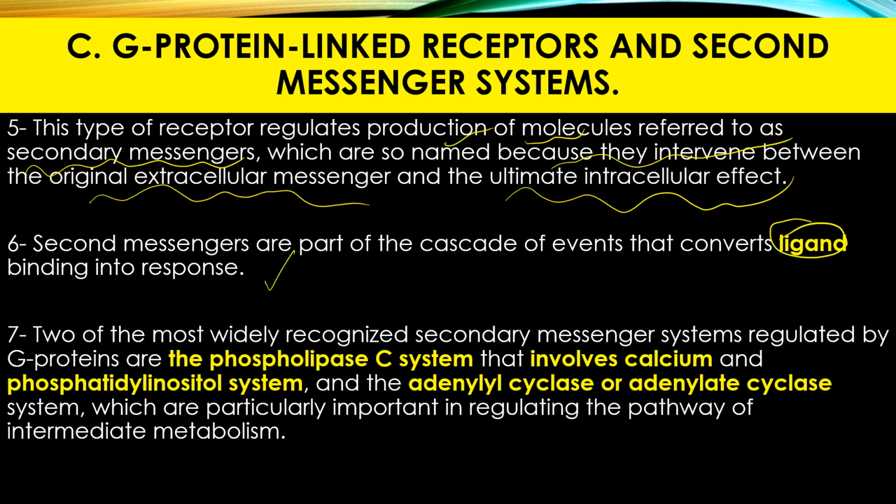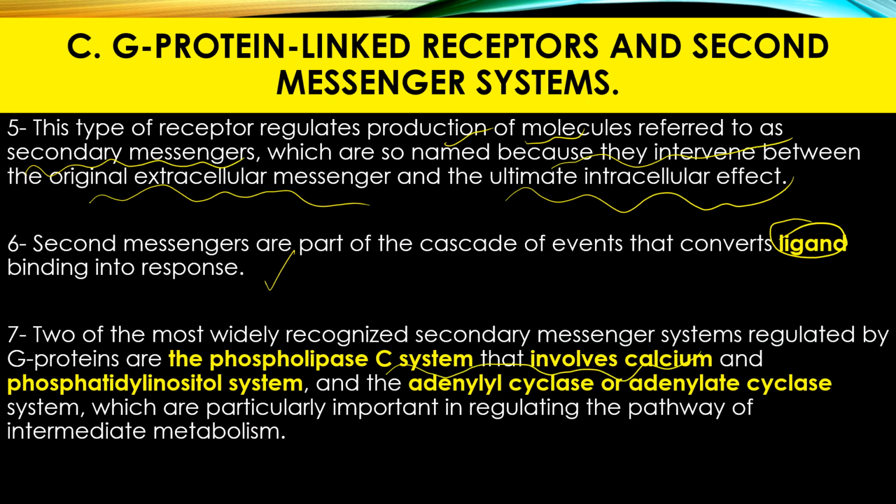First of all, we have to understand that G proteins are linked to the outside signal, which came from the other cell in the form of a ligand, and it always attaches with the receptor site and produces a secondary messenger. The secondary messenger system is regulated by two systems again. One is known as the phospholipase C system, in which calcium is involved.